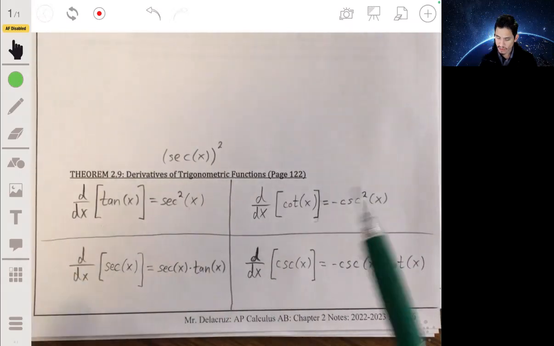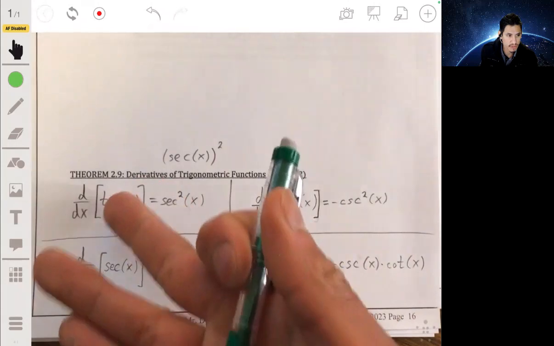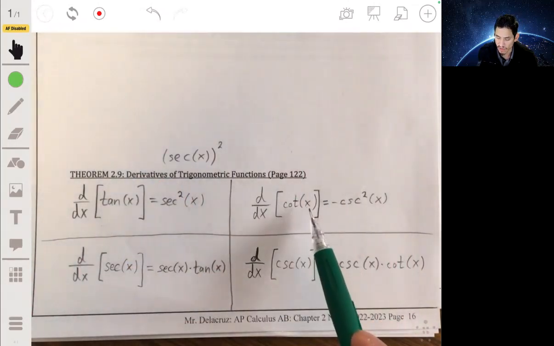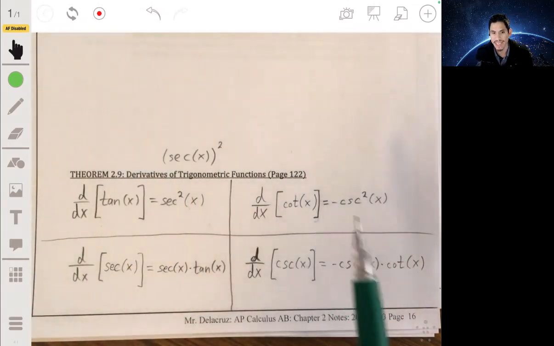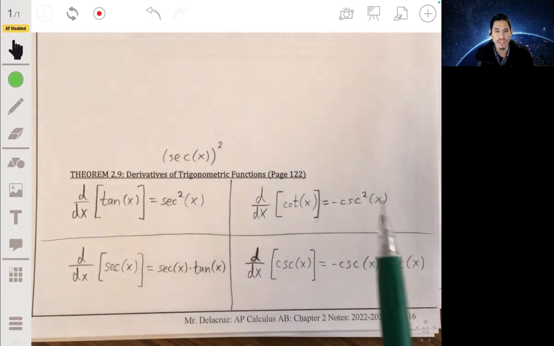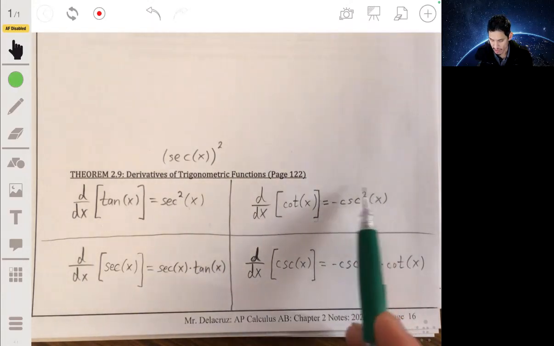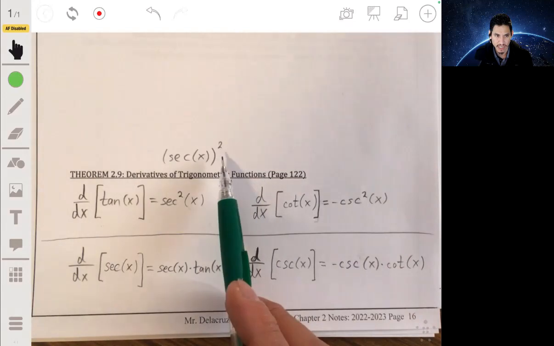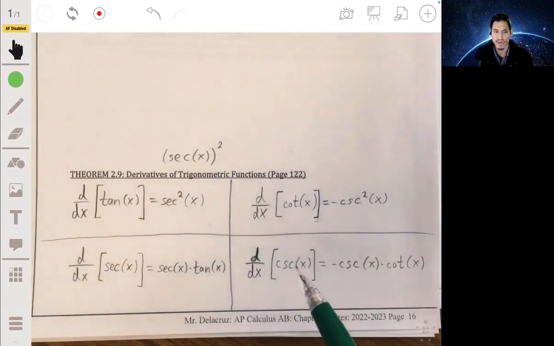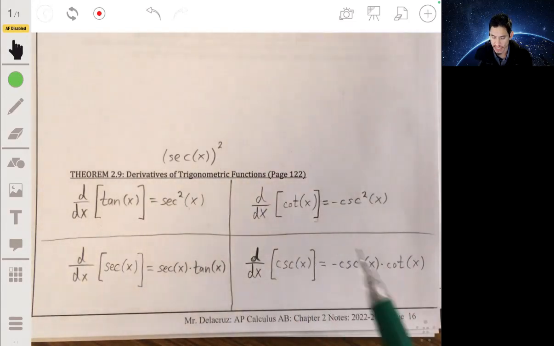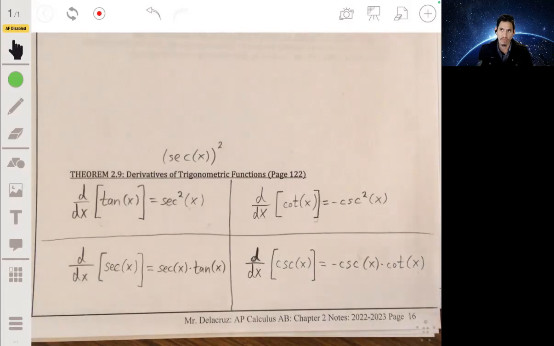Now, the derivative of the secant function is equal to the secant function times the tangent function. And likewise, you're going to see that these two are very similar to the ones on the left. The derivative of the cotangent function is equal to the negative cosecant function squared. Remember, this whole thing is all the way to the second power. And the derivative of the cosecant function of x is equal to the negative cosecant function of x times the cotangent function of x.